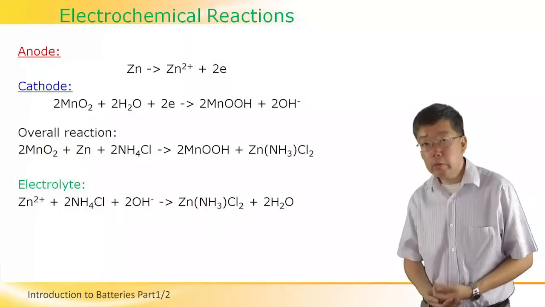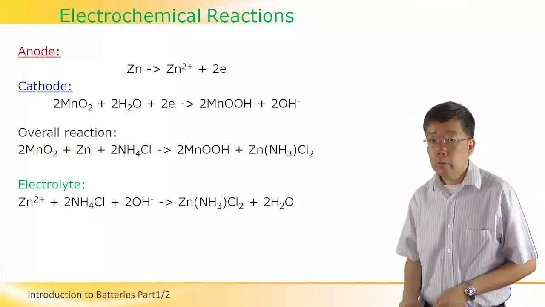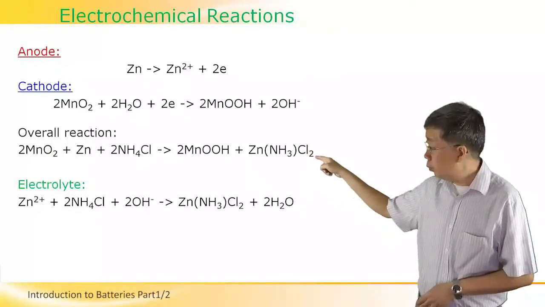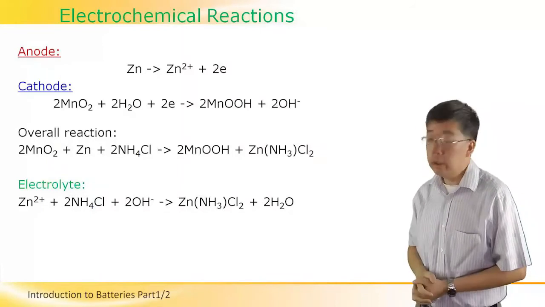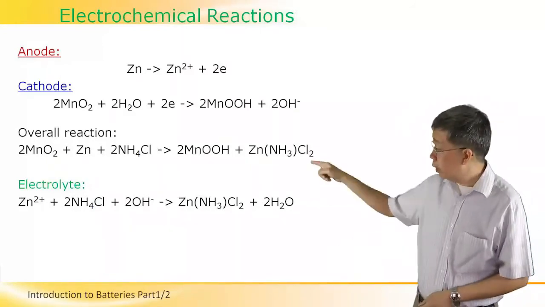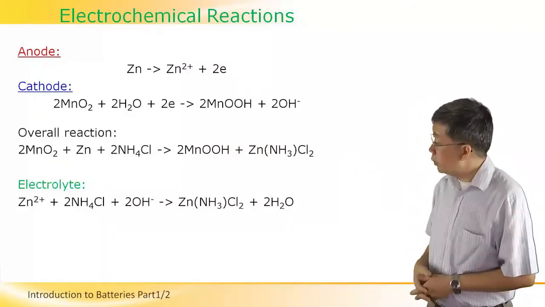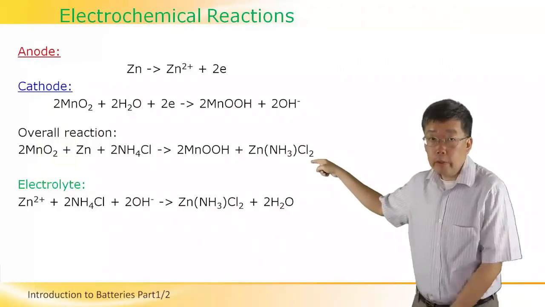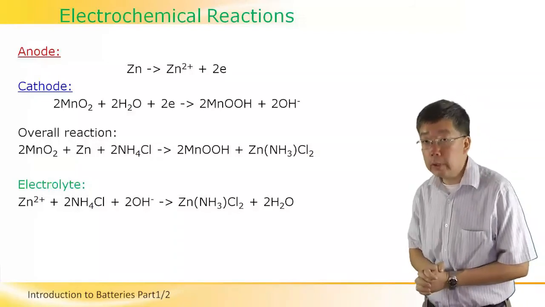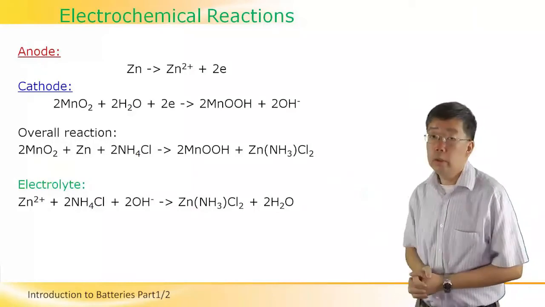So in this case of the Leclanche battery, the anode is being oxidized. We can see that the zinc is losing 2 electrons per atom to form zinc 2 plus ions. And the corresponding reaction on the cathode is a reduction. So the 2 electrons from the anode are used to reduce the manganese 4 oxide to a compound called manganese oxide hydroxide.